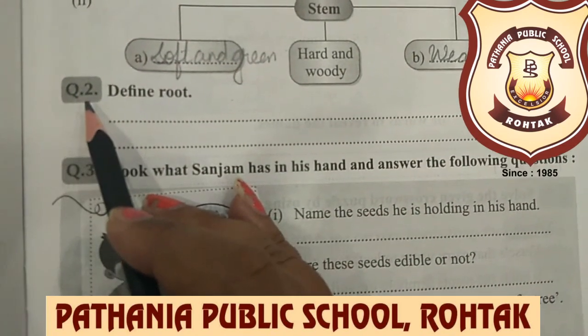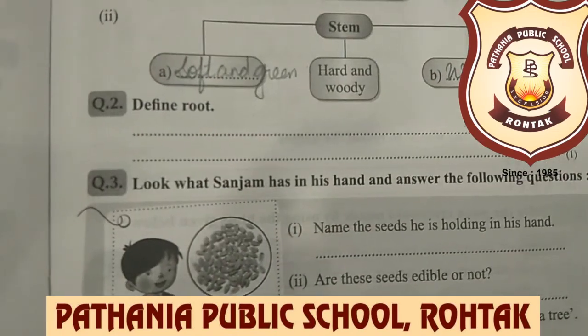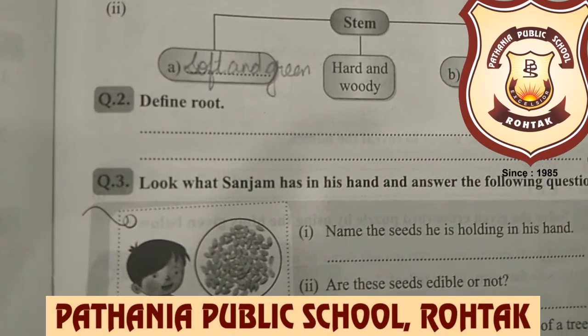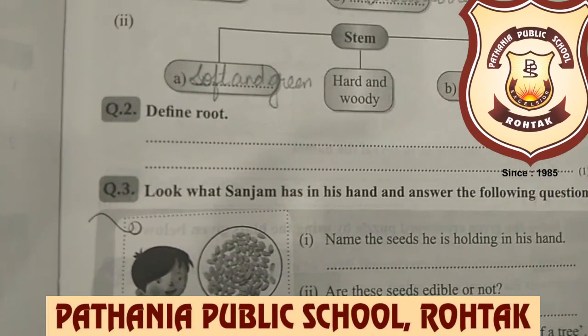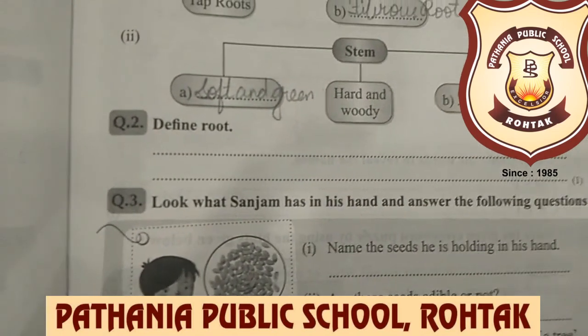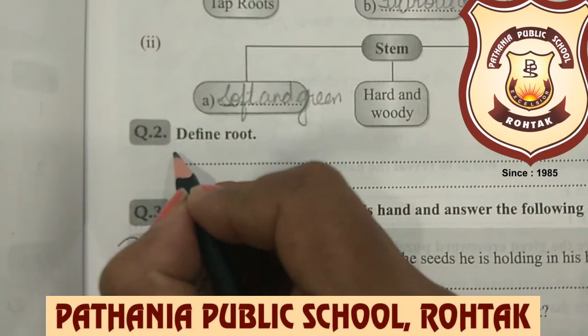Now beta, we will read the second question. Define root. What is root? Tell me. Yes, root is that part of the plant which remains under the ground. Root remains under the ground, that's why it is not visible to us. So what will we write about the definition of the root?